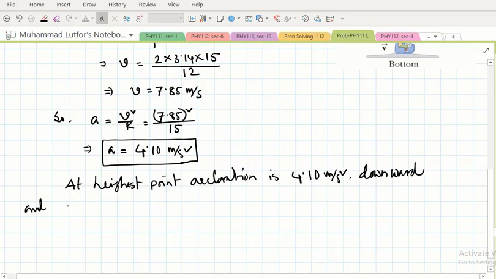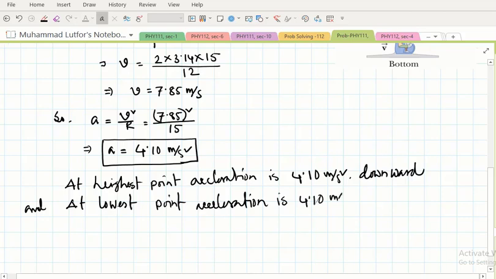and at the lowest point, that means the bottom, the acceleration is 4.10 meters per second squared upward.